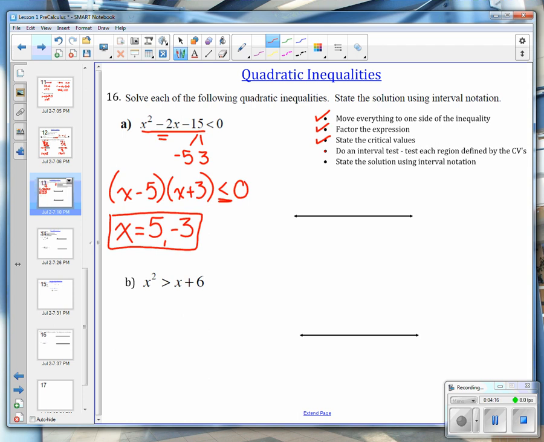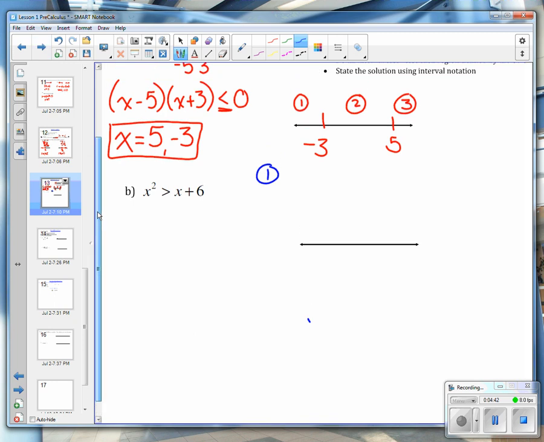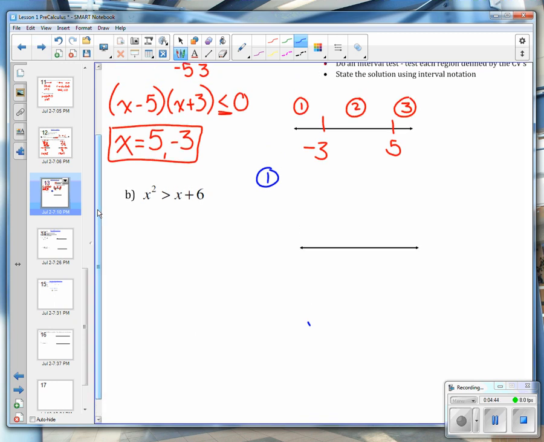So what we want to do is identify this on a number line for ourselves. So negative 3 and positive 5. And you can see that we've got 3 little sections here. What we need to decide is in what section this solution is actually going to work. So for instance, if I look at section number 1, I need to choose a number that is less than negative 3. So we could choose, whatever, negative 5.